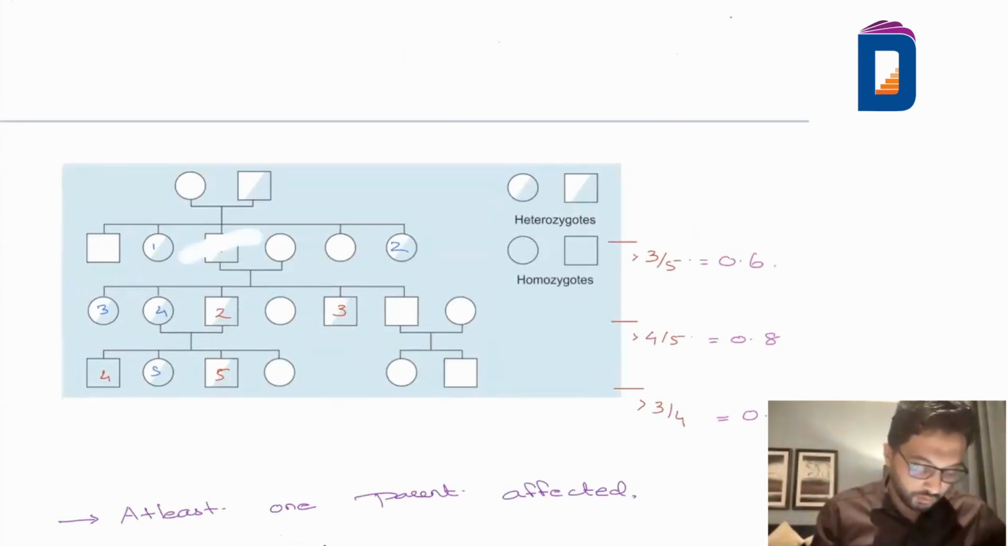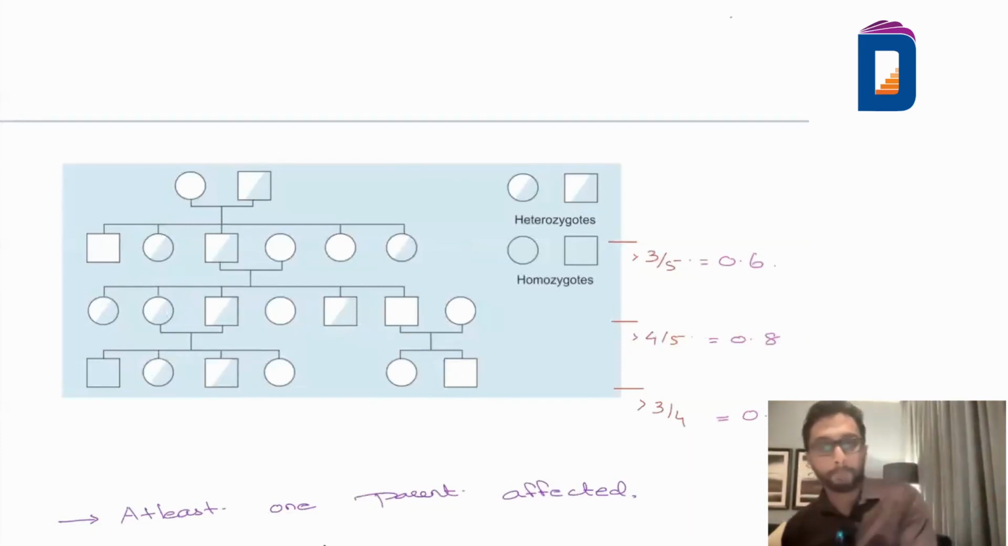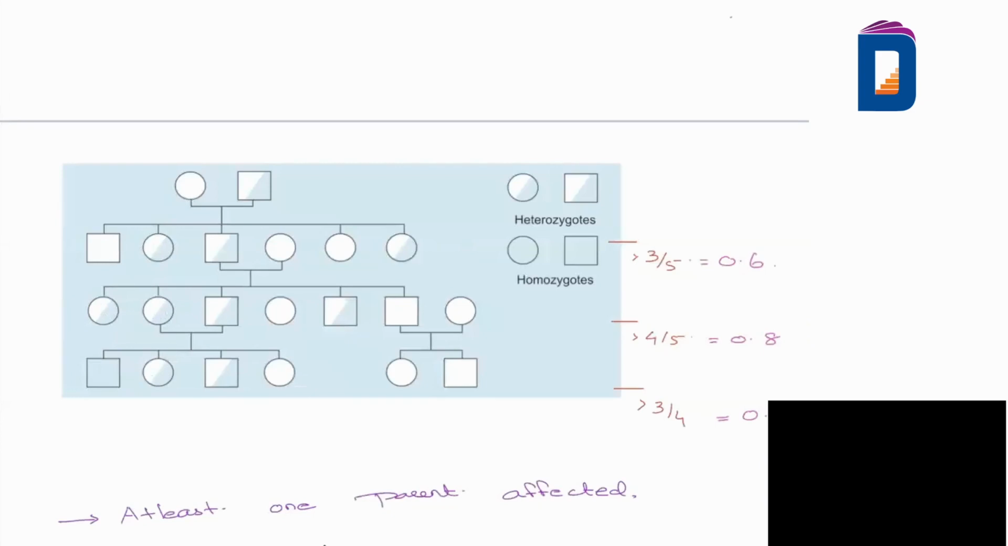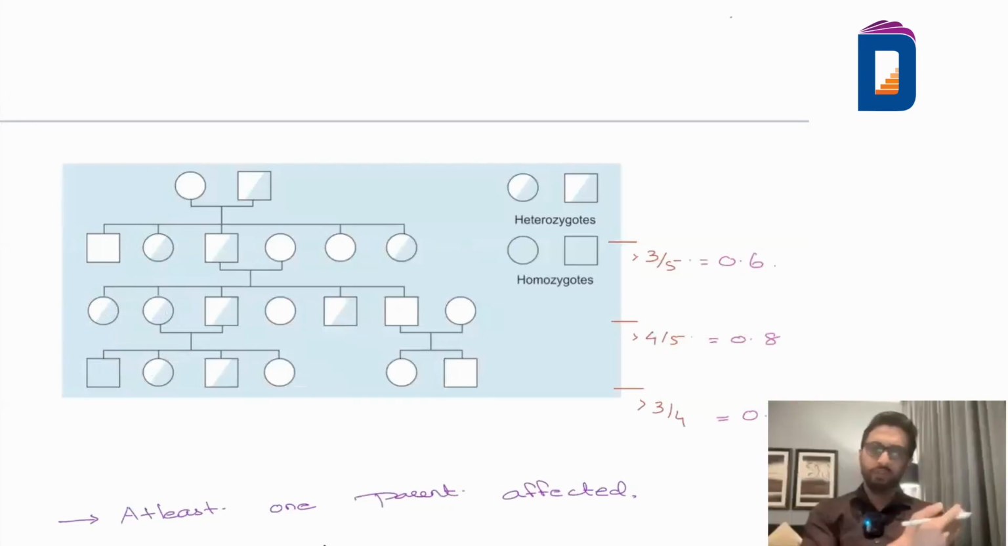So what do you call this? Is there sex predilection? No, no sex predilection. So what's the next thing to do? Very simple: is the parent affected or not? What I didn't like about this picture is that here they are showing it like a carrier, isn't it?